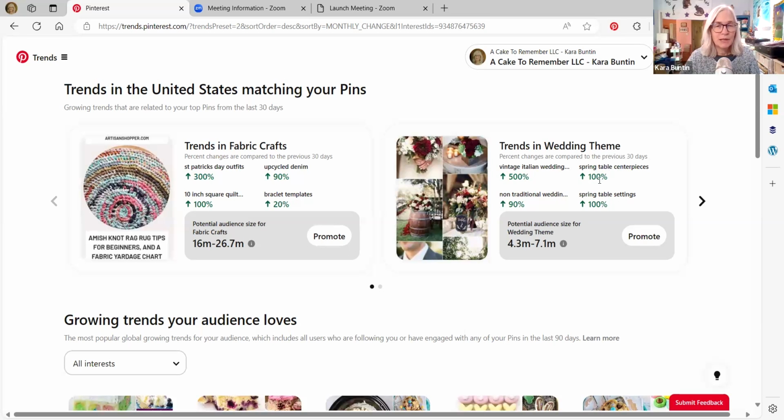The thing about pinning things, though, is that it takes a while for those to get into the system. So if it's something that's super trendy right now, by the time it gets into the system, it might not be picked up by Pinterest for this year, but if it's a seasonal thing, it could come back next year.